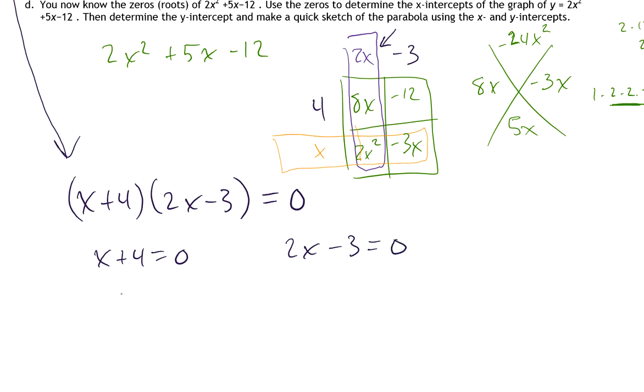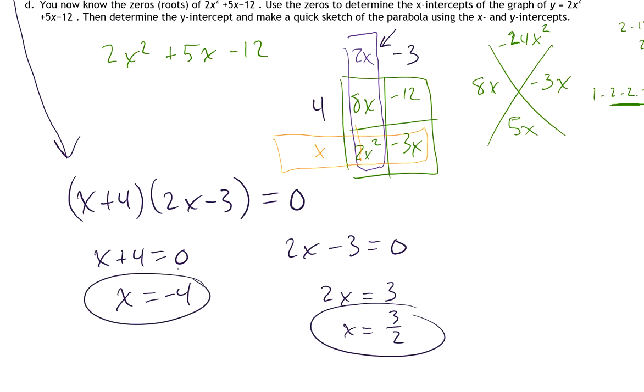If I solve this first one, by subtracting 4 from both sides, I see x is negative 4. And then if I solve the other one, I'm going to add 3 to both sides. That gives me that 2x equals positive 3. And then when I divide by 2, I get that x is equal to 3/2. So I can see right now what my x-intercepts are.